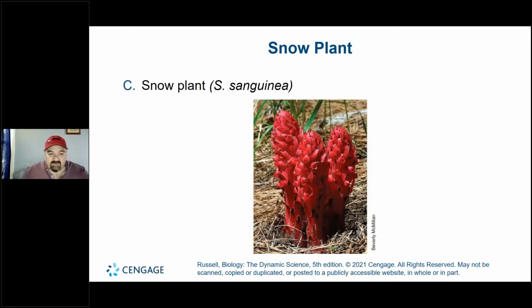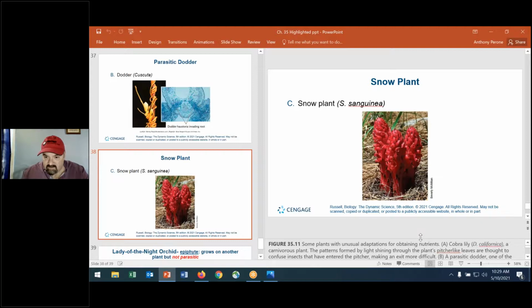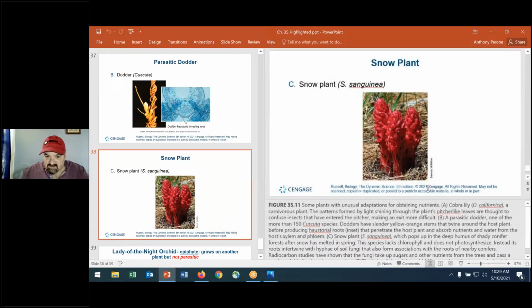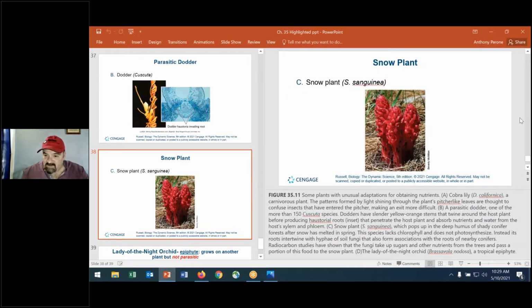Snow plant. Let me read about the snow plant here. This I don't recall. The snow plant pops up in the deep humus of shady conifer forests after snow has melted in spring. This species lacks chlorophyll, hence it doesn't have the green coloration. It does not photosynthesize. Instead, its roots intertwine with the hyphae of soil fungi that also form associations with the roots of nearby conifers. Radiocarbon studies showed that fungi take up sugars and other nutrients from the trees and pass a portion of this food to the snow plant.